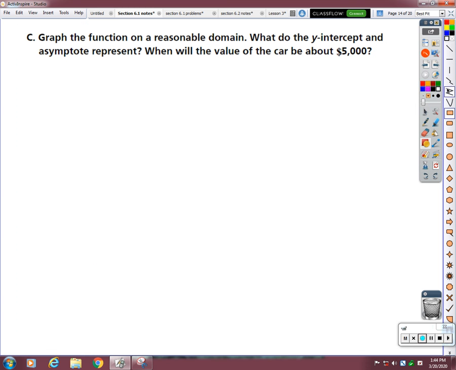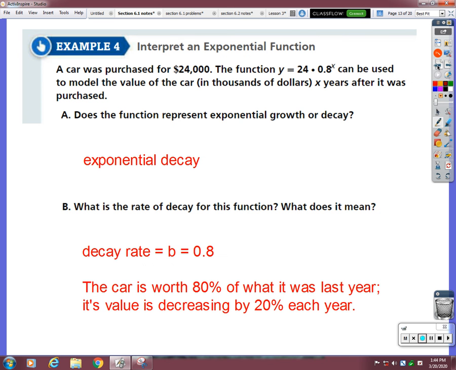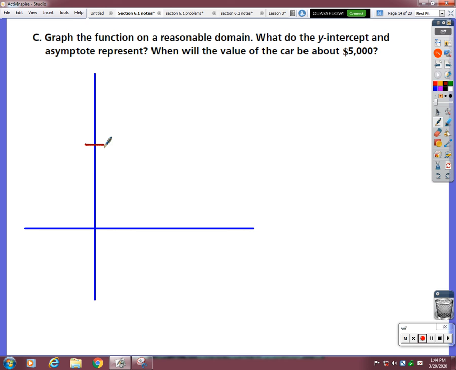All right, graph the function on a reasonable domain. I'll give you a reasonable domain. So here are our axes. And we're starting at 24 and we're going down by 0.8 each time. So let's just randomly call this 24, and then we're going down by 0.2, we're saying 0.8, so that makes me feel like it's not going to go down super fast or anything.